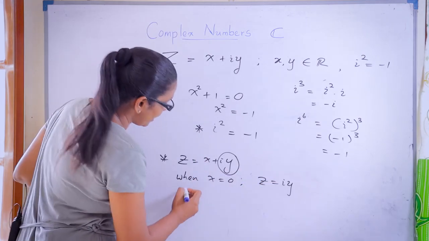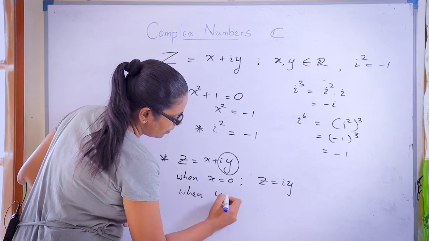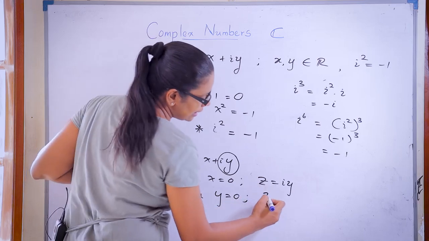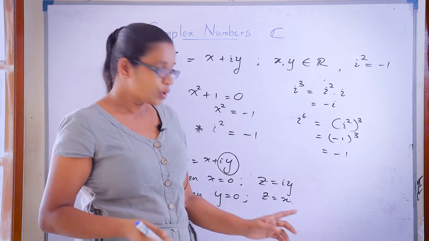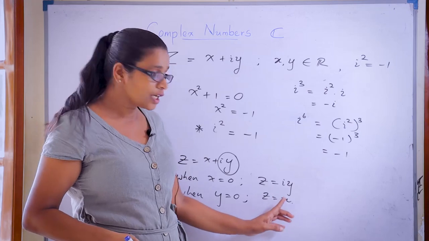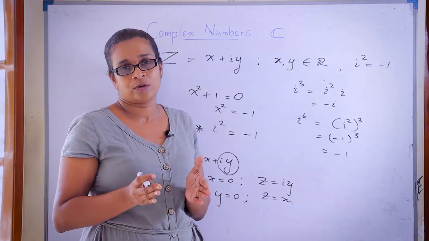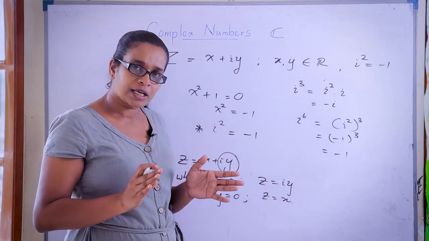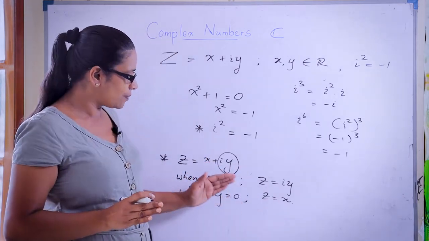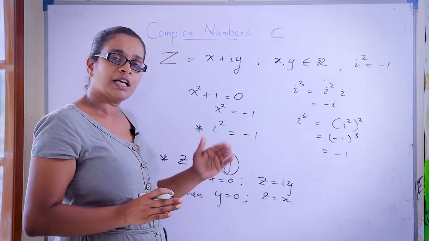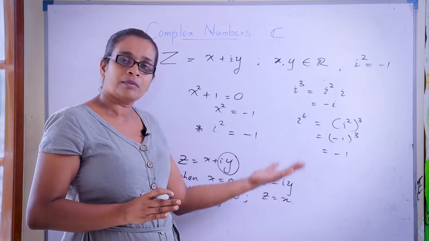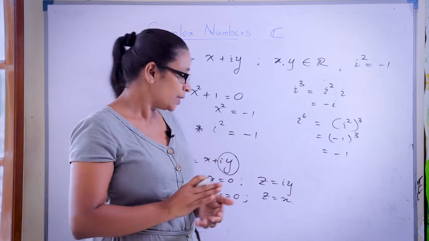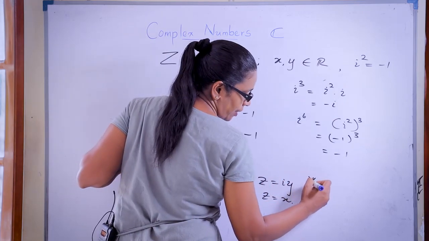Okay. So when y equals 0, Z equals x. Look here, what happened? Z becomes only a real value. There is no imaginary value, this is a real value. I think you can understand it. So when x or y becomes 0, we will get only the imaginary part or only the real part of the complex number. So I needed to talk about this.